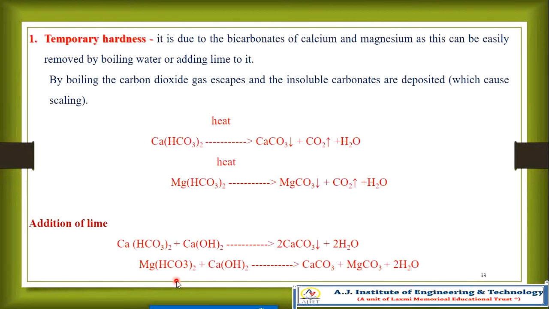So this is about the first method, that is temporary hardness. Temporary hardness is caused due to what? Bicarbonate of calcium and magnesium, and this can be easily removed.